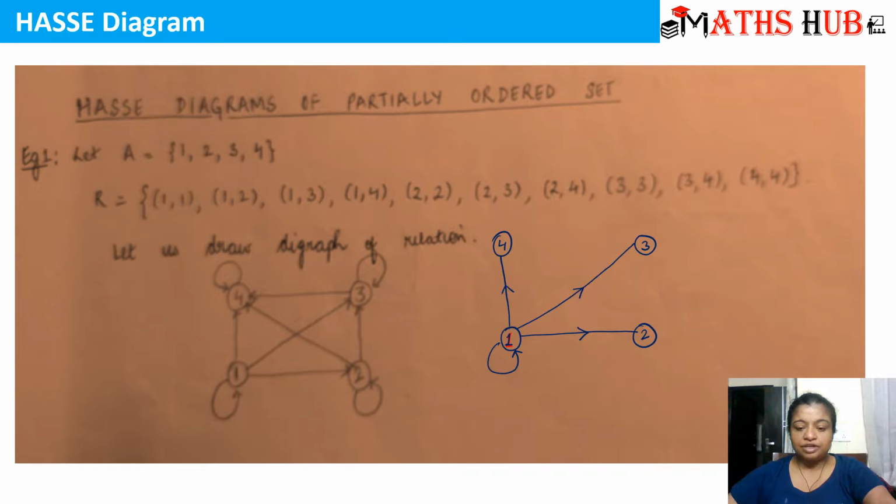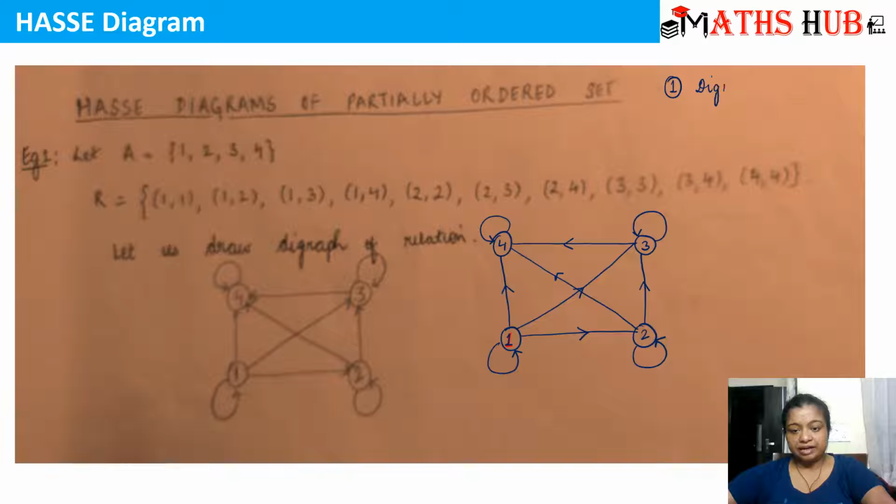Then we have 2,2, so 2 is joined with 2 with the help of a self loop. Then we have 2,3, so 2 connects 3. Then we have 2,4, so 2 connects 4, right? Then we have 3,3, so 3 connects 3. Then we have 3,4, so 3 connects 4, and finally we have 4,4, right? So the first step in the construction of a Hasse diagram is drawing a digraph, right?